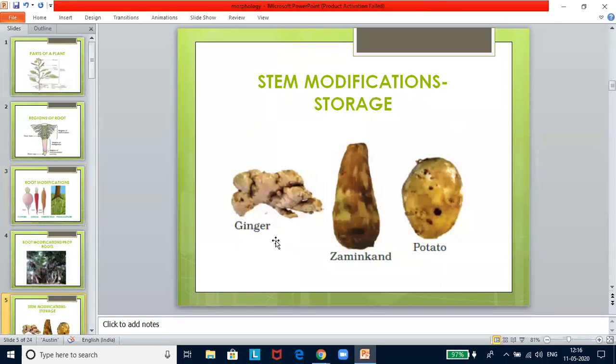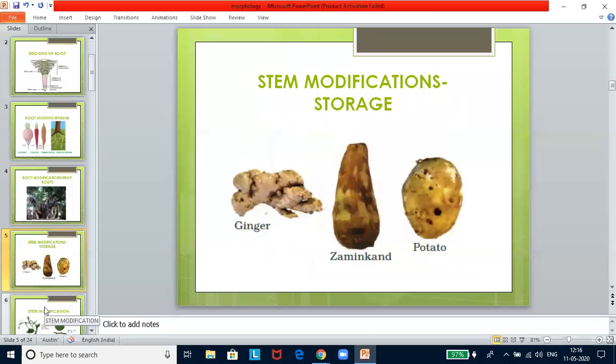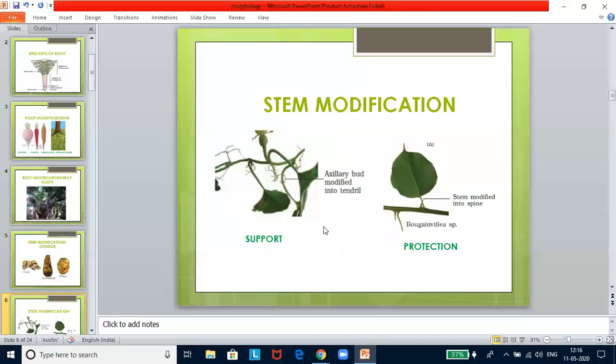So ginger. Zameen Kand is nothing but elephant yam, and this is the potato. So you should understand what is what. Here they might show you the diagram and ask you to identify, or give its botanical names. Now stem modification, here they might ask you, it's an axillary bud modified into a tendril. So here it is a tendril modification, an axillary bud, but it is a stem modification.